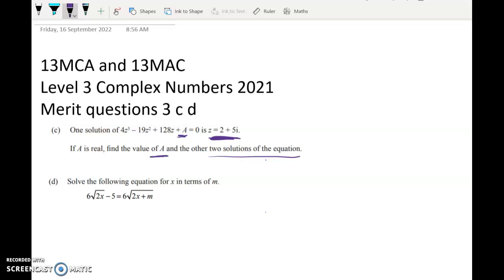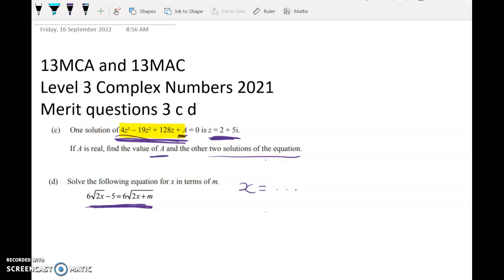Things that we're going to use in there: we're going to use the conjugate root theorem for sure to get the second root, and then we're going to do a little bit of work to factorise this. You can either use long division for that or just do it with matching up, which is what I'm going to do. The second question here is a surd equation where we're going to end up doing some squaring on both sides and some rearranging, and we have to solve for x in terms of m. So my goal is to end up with x equals blah, blah, blah. Okay, let's look at this first one.